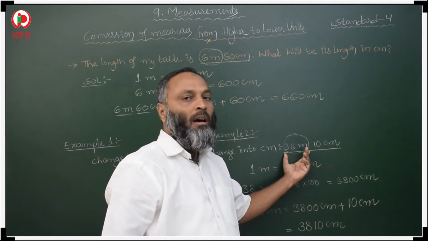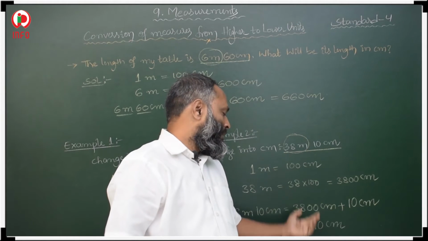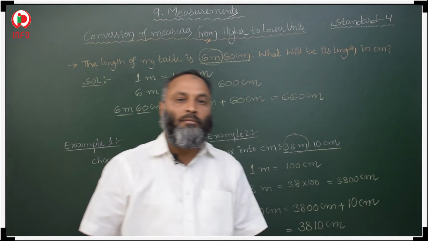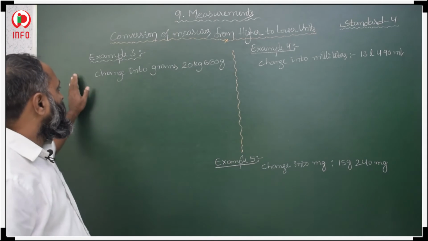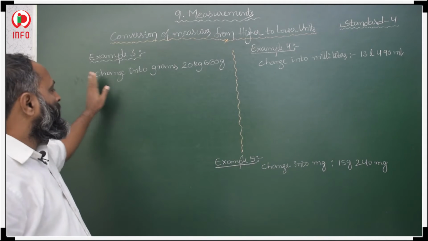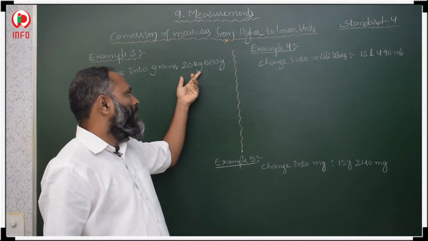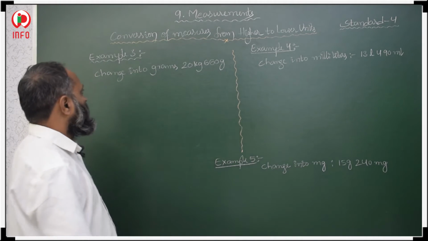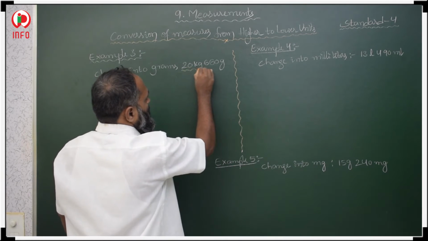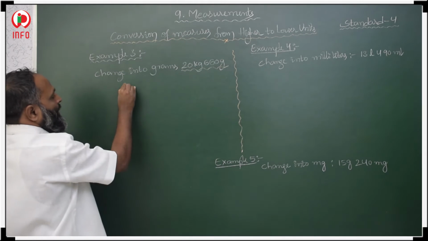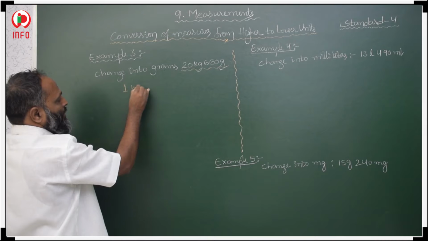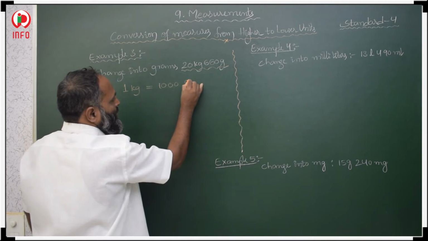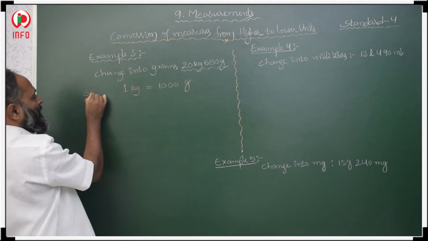These are the bigger or larger units. Then this is the method to convert bigger units into smaller units, okay. Now see students, in example 3, change into grams. We should change these bigger units, that is 20 kgs 660 grams, into grams. So see here, first, 1 kg is equal to how many grams? 1 kg is equal to 1000 grams. This is our solution.